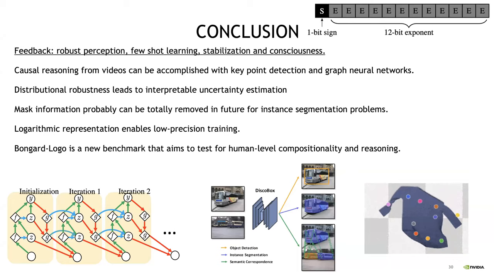And then what we saw was that causal reasoning is very important, and we can use structures like keypoints to do that effectively. And the aspect of having structured losses in DISCO Box helps us work with just weak supervision like bounding boxes and get very precise instance segmentation and correspondences. And lastly, I talked about the logarithmic representation that is very useful for low precision training. Here I didn't have time to talk about the Bongard-LOGO. That's an interesting benchmark for testing human-level compositionality and reasoning. I encourage you to check it out.